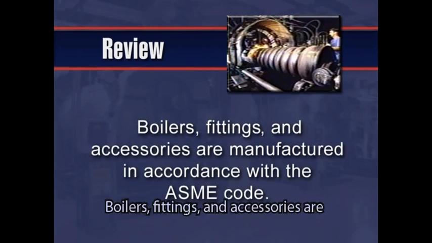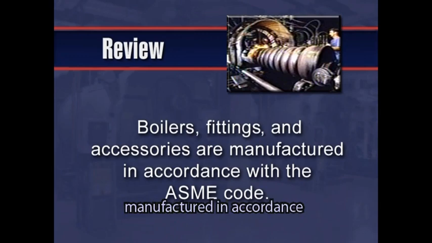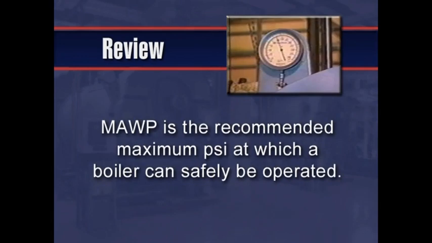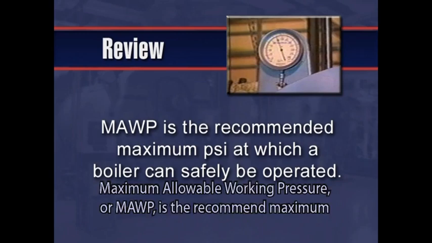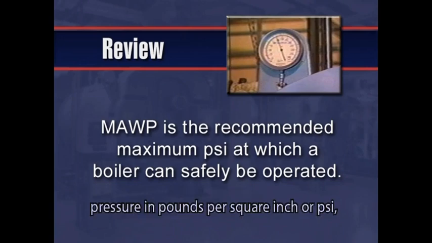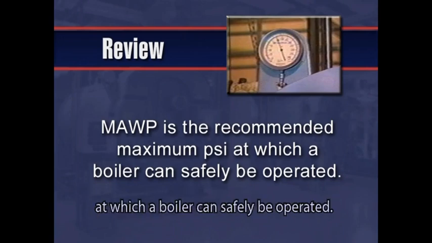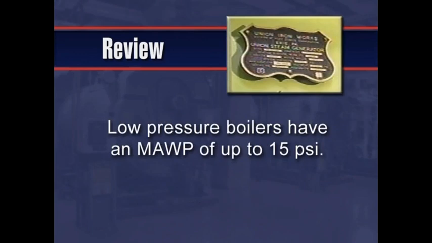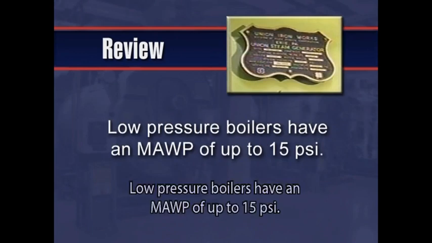Boilers, fittings, and accessories are manufactured in accordance with the ASME code. Maximum allowable working pressure, or MAWP, is the recommended maximum pressure in pounds per square inch, or PSI, at which a boiler can safely be operated. Low-pressure boilers have an MAWP of up to 15 PSI.